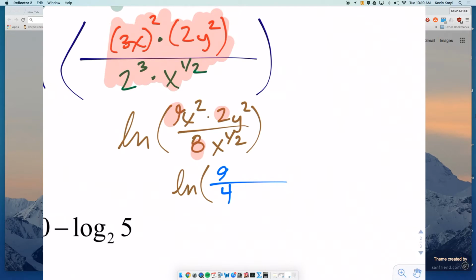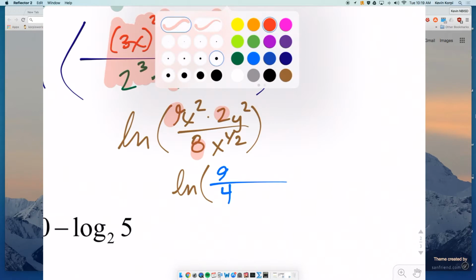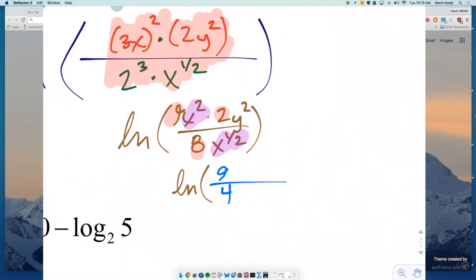Now look at the x's. I have x factors that I can combine. And so x squared divided by x to the 1/2, that's going to be x to the what? 2 minus a half is 3/2. And then I only have one y, which is y squared. So there it is. There's your answer. And if you wanted, you could put the x back under the radical, square root of x cubed. And you're done.